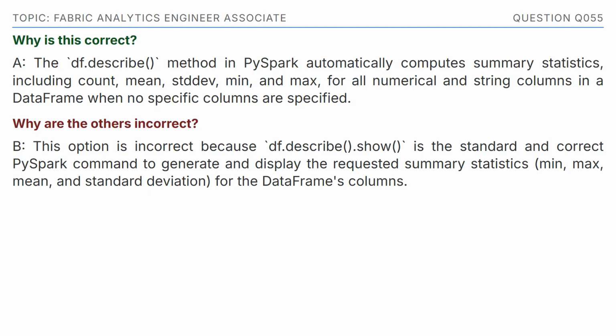The df.describe method in PySpark automatically computes summary statistics, including count, mean, stddev, min, and max, for all numerical and string columns in a data frame when no specific columns are specified.